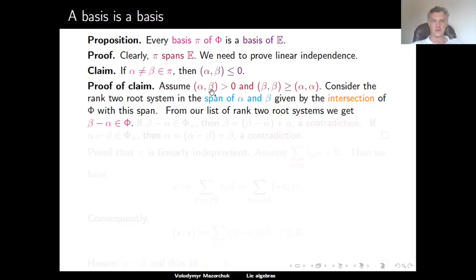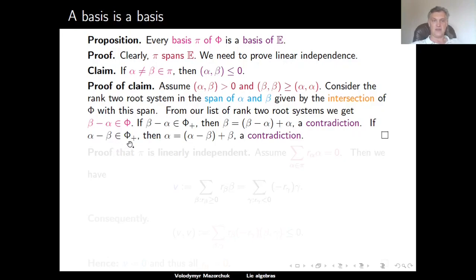If we have two roots which are not scalar multiples of each other, such that the scalar product is positive and such that beta is the same length or longer than alpha, then beta minus alpha is a root. If beta minus alpha is a positive root, then we can write beta as beta minus alpha plus alpha, and this contradicts the fact that beta belongs to pi, so it should be indecomposable. Here it is written as a sum of two positive roots.